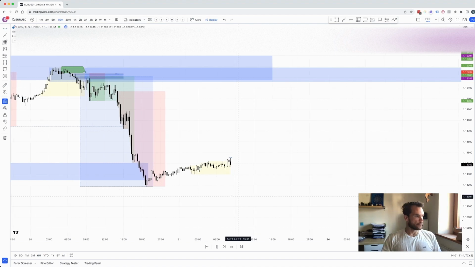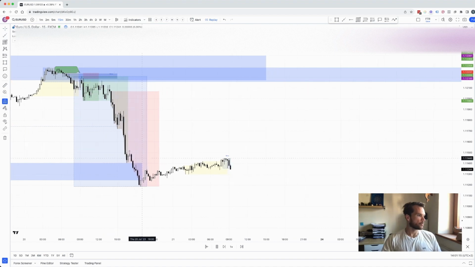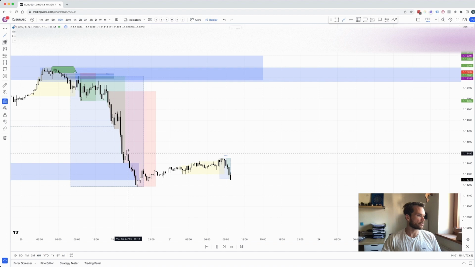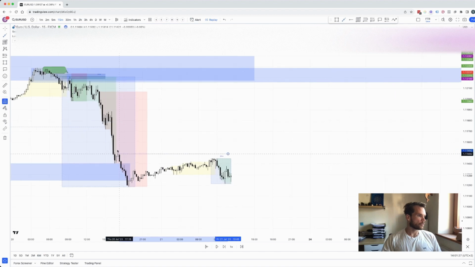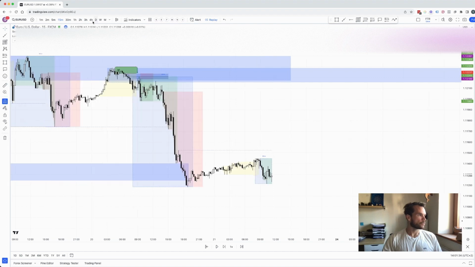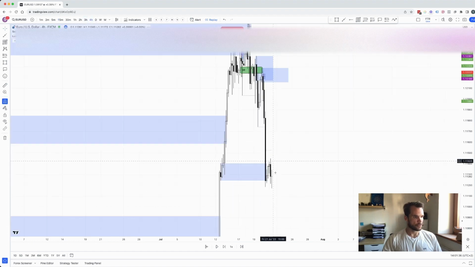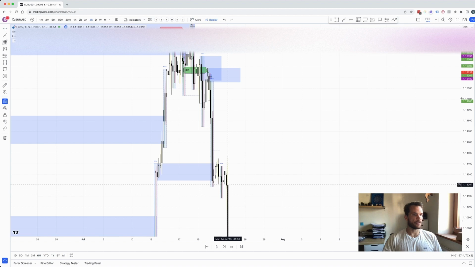Let's see, we're on Friday now. Technically we did break through this, but we're still messing around. So if we had a CHOCH above this level, then potentially I would have looked for longs. Let's have a look at the 4-hour, see if there's anything interesting for us. So that's on Monday. Okay, no worries.